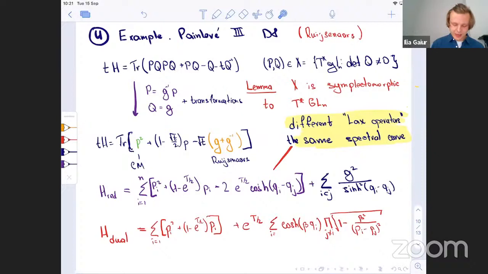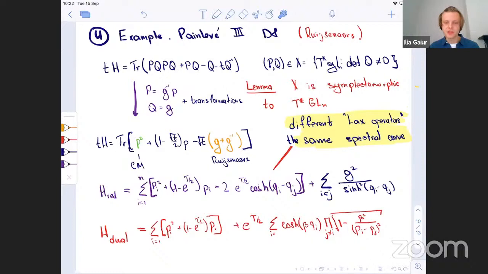And you can see that here we have a combination of two Hamiltonians we considered before. We have a Calogero–Moser part, which is p squared, and we have the Ruijsenaars part, which is g plus g^{-1}. So the reduced system is just a trigonometric Calogero system. You can see that we have a diagonal part here, and also we have the potential, which is hyperbolic in q_i and q_j. This is the interaction potential. The dual system takes another form, so we still have this diagonal part, plus we have some part which is just a Ruijsenaars system, which is multiplied by some non-autonomous function, which is exponent of time.